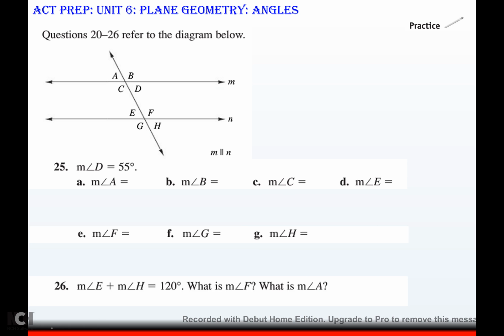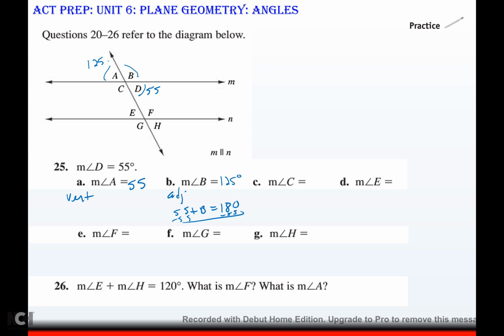Alright, 25, it says the measure of angle D is 55 degrees. From there, they want me to get all the rest of these. Well, A is vertical, so that's got to be 55. B is adjacent. This is adjacent, which means that 55 plus B has to equal a straight line, 180. Minus 55, I get 125 degrees. Okay, so this is 125.